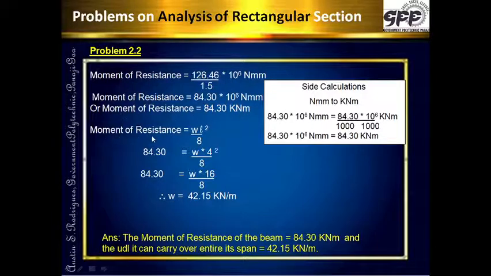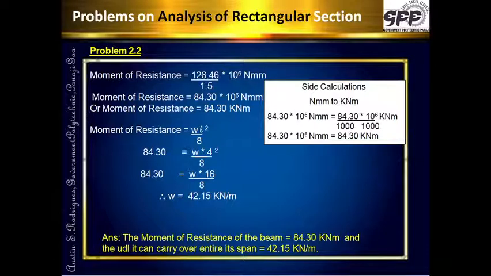Now, when a beam is simply supported with UDL, the maximum bending moment which can come on the beam is WL squared by 8. Maximum bending moment which can come on a simply supported beam with UDL is WL squared by 8.